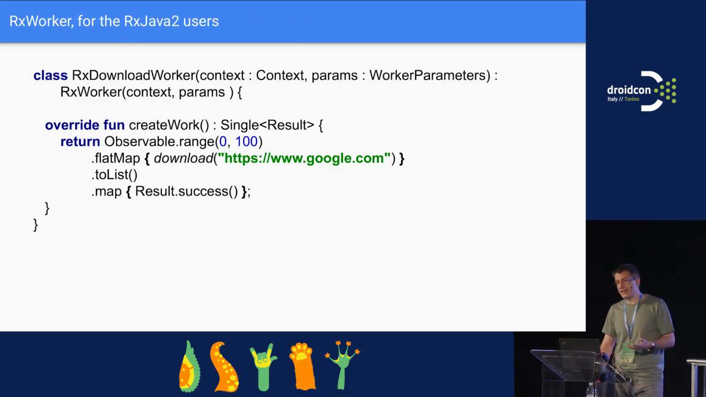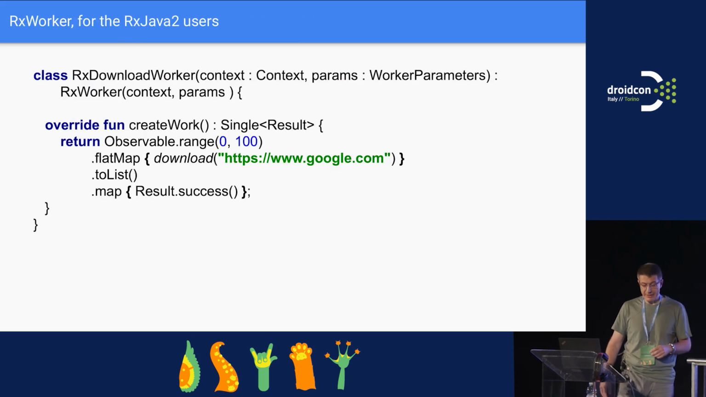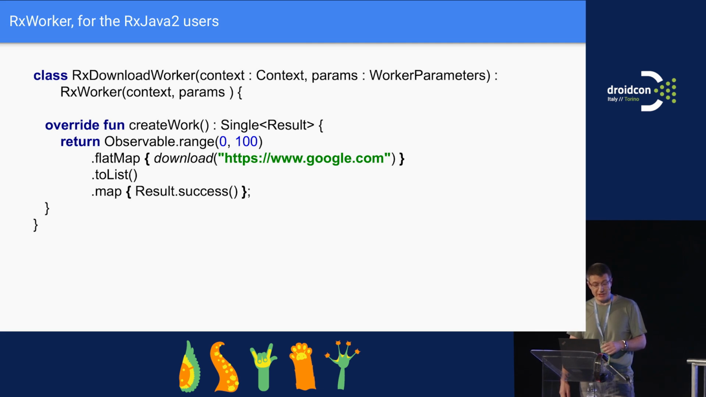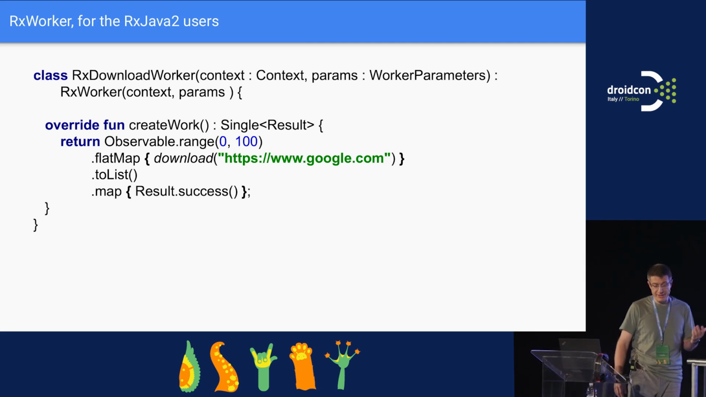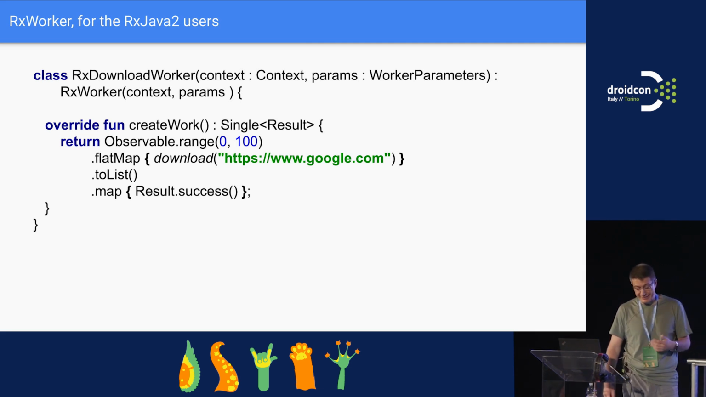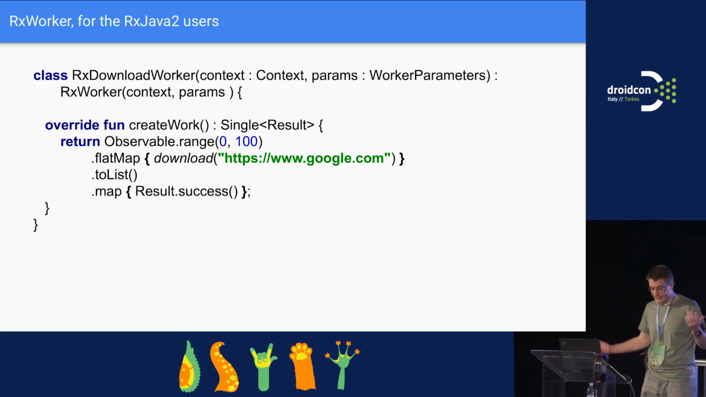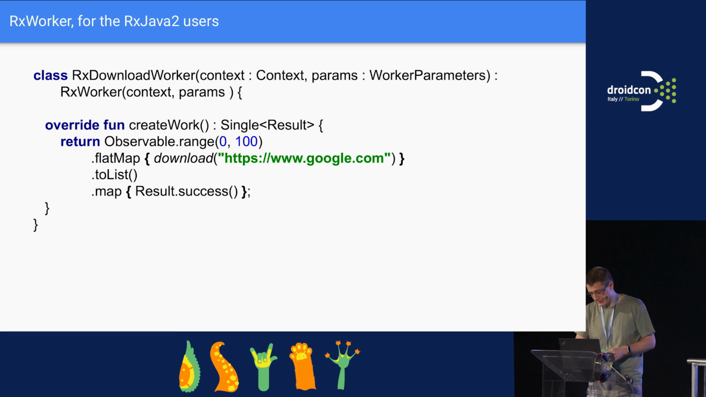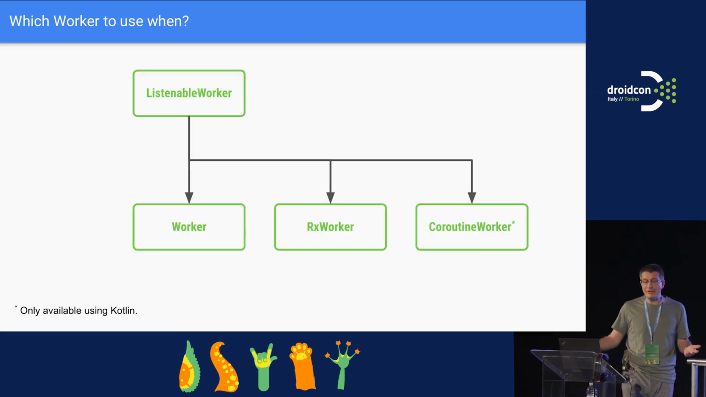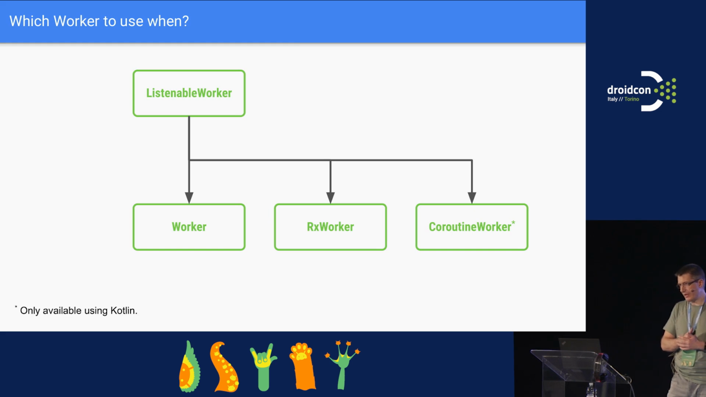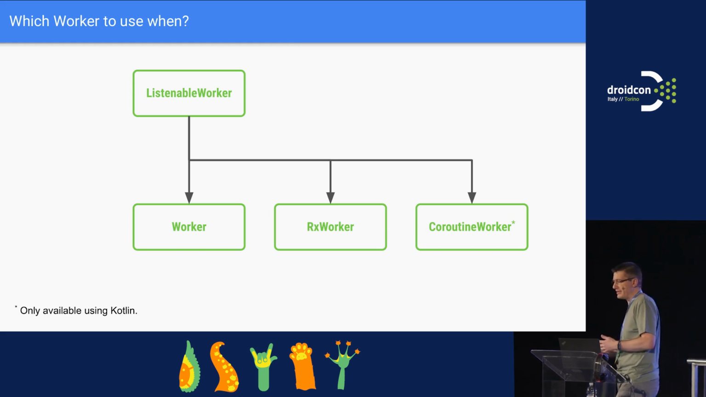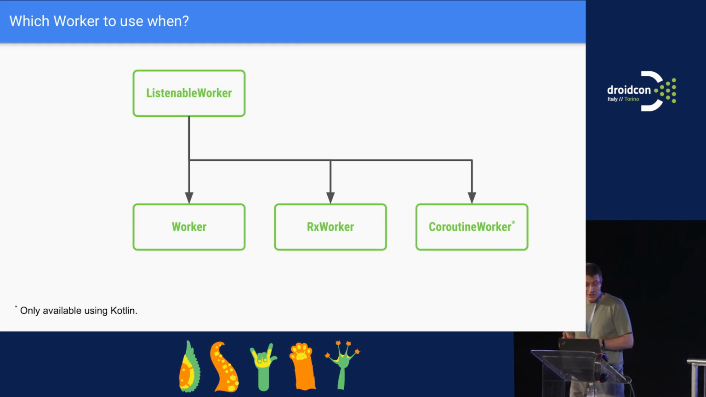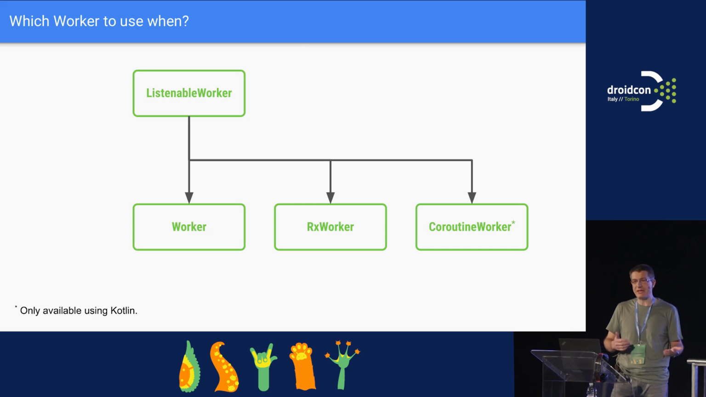If you are using RxJava, probably RxWorker is a nice option for you. In this case, your work is inside the createWork function, and it's really just about using the observable and everything that is available inside RxJava. So which one to use is really about the use case you have and the code base that you have at this moment. If you are using Kotlin, probably the best option is to use a coroutine worker.